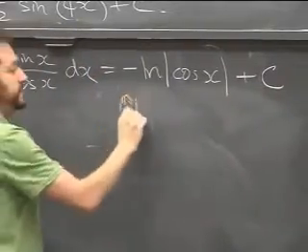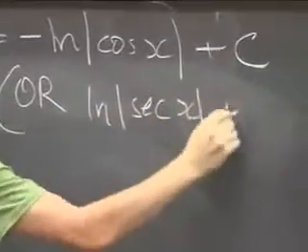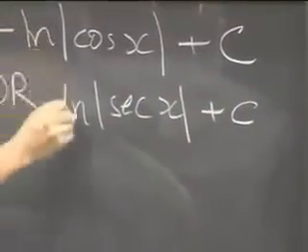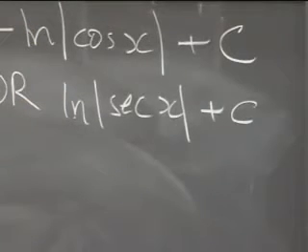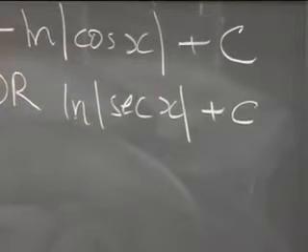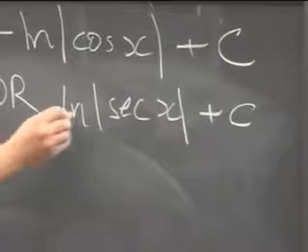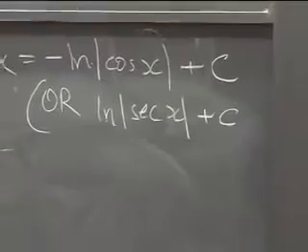You can also write this as log of secant x. If you don't believe me, just add those two things up to see that they're the same thing, or rather subtract them: log secant x plus log cosine x is log of 1, because secant times cosine is 1, and log of 1 is 0. So this is actually the negative of this.